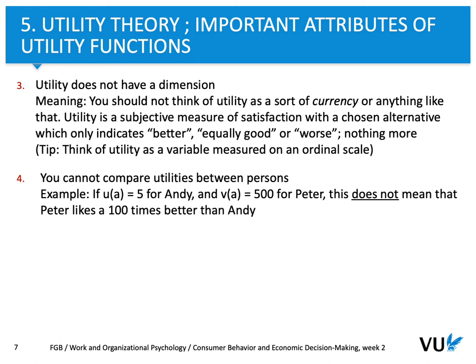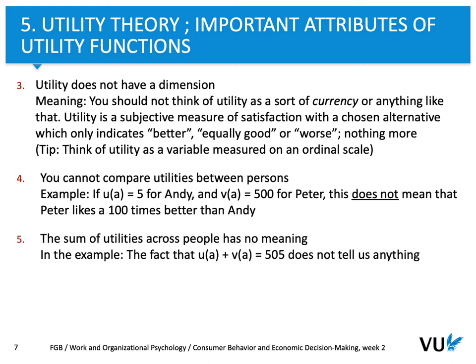Third attribute is that we cannot compare utilities between people. For instance, if we use this ordering numbers, even if it's infinite value, then let's say utility 5 is for A, and that's the case for Andy, and then utility of the same option for Peter is 500, it doesn't mean that Peter likes A 100 times better than Andy. That's pretty important. Also, that's the first attribute of utility.